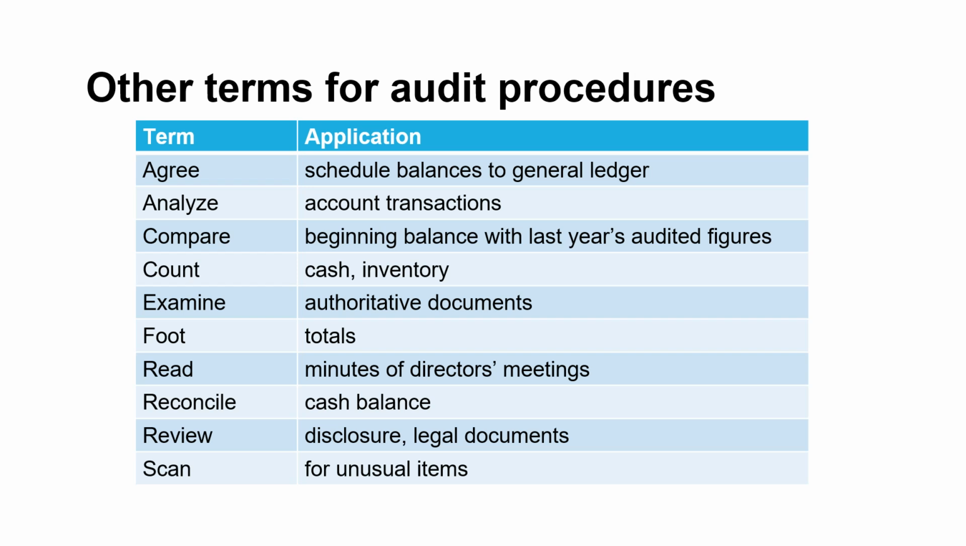We count cash, we count inventory, we examine documents, we foot totals, right? We read minutes of directors' meetings, we reconcile cash balance, okay, balance per book and balance per bank, for example. We review disclosures, we review legal documents, and we scan for unusual items. So these are common terms that we use in reference to audit procedures. I'm pretty sure you might be encountering more than one of these when you later on work in external audit and see an audit program or maybe even make an audit program.